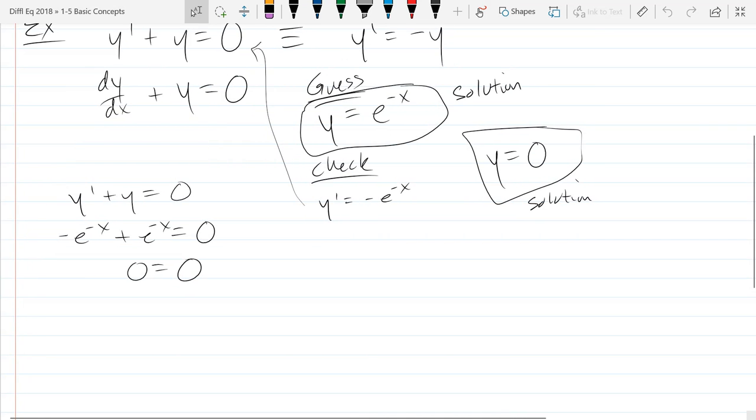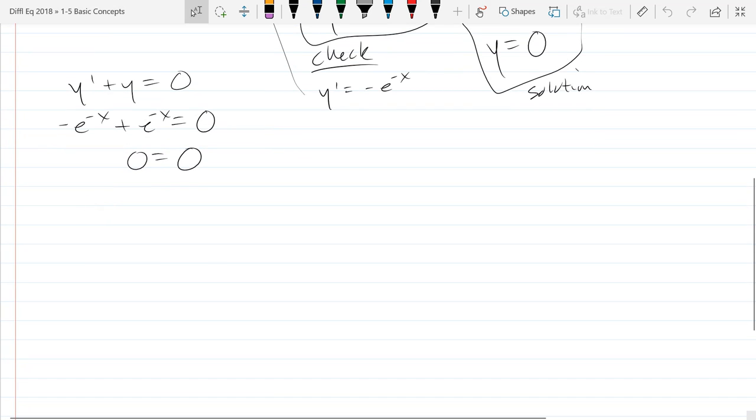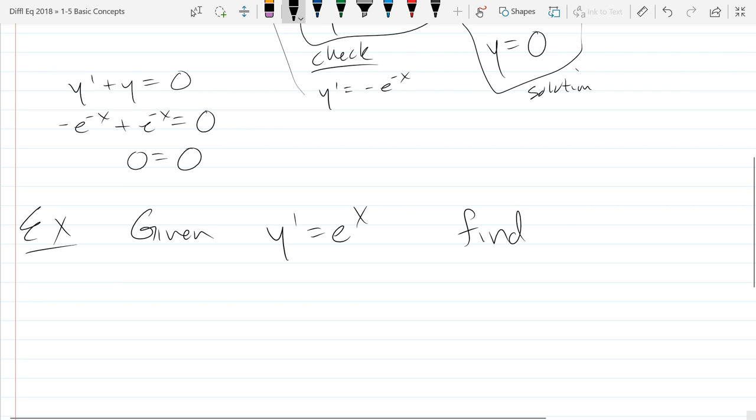Yeah, we're still in three. So we're going to do a few more guess and checks here. Given y prime equals e to the x, find y. This one's probably the easiest differential equation.